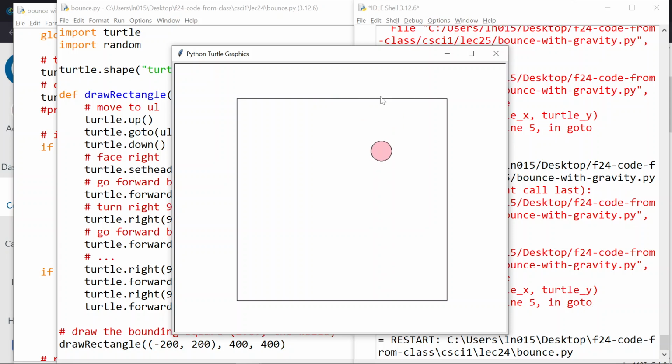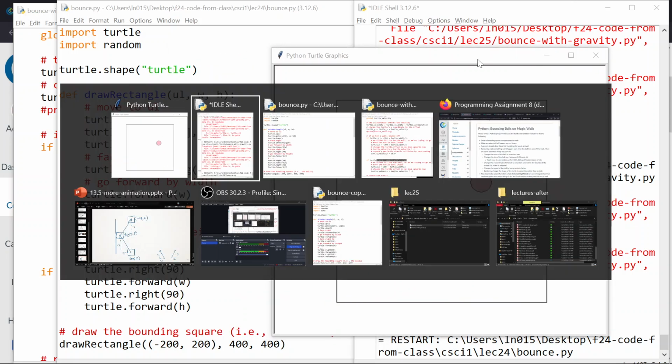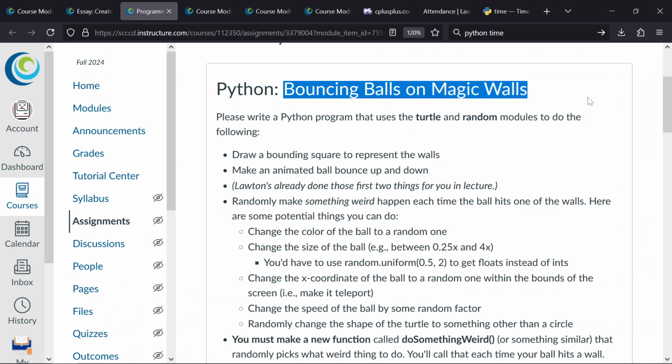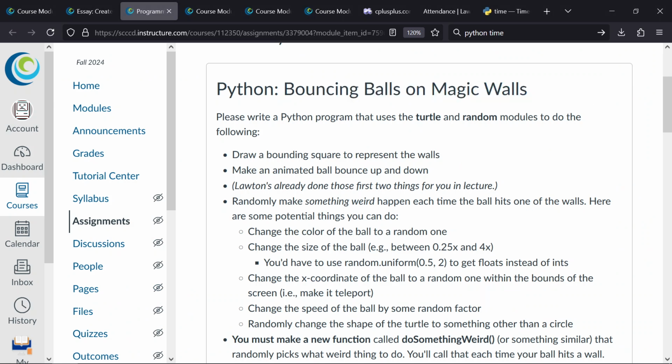So what we're going to do is you're going to take this code and modify it. You're going to pretend that the ball is magical, sorry, the ball is normal, but the walls that it may hit are magical. The top and bottom wall. So I want you to do the following: draw that bounding square, make an animated bouncing ball. I've already done those things.